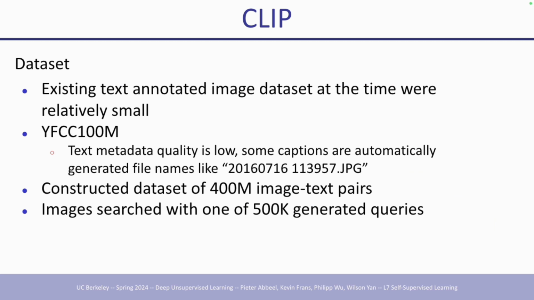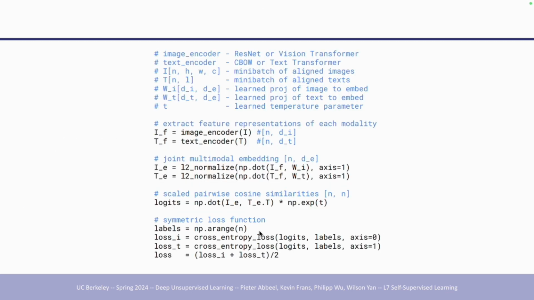At the time of CLIP, there weren't that many really good open text-image datasets. In their paper, they mentioned there was YFCC 100 million, but a lot of the captions from the metadata in that dataset were pretty low quality. This is one of the captions, which obviously doesn't contain any semantically meaningful information. So they ended up constructing their own dataset of 400 million image-text pairs, which is proprietary. They did this with some automated searches with some generated queries.